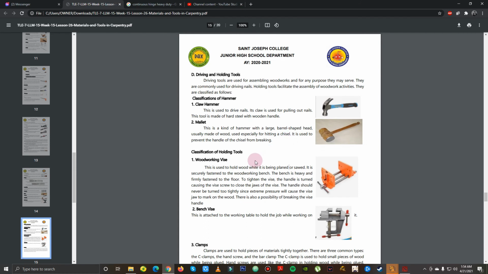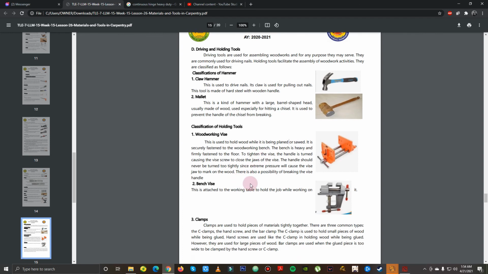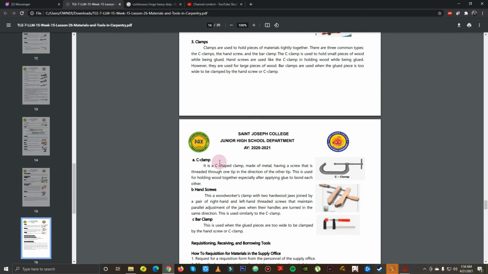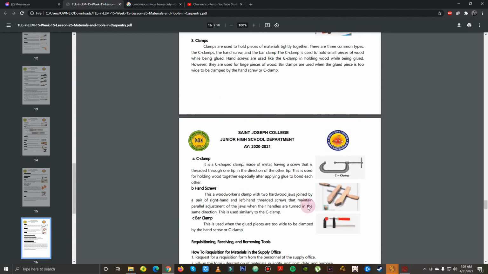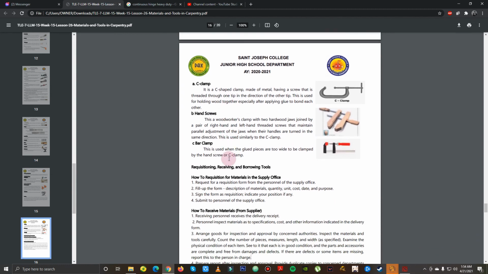Next is the classification of holding tools. Woodworking vise. This object will help you hold something sturdily. Like if you don't want the wood moving while you are hammering it, just put it in a woodworking vise and adjust the grip, and it will not move anymore when you hammer it. Okay, bench vise and clamps. This is how a clamp looks like.